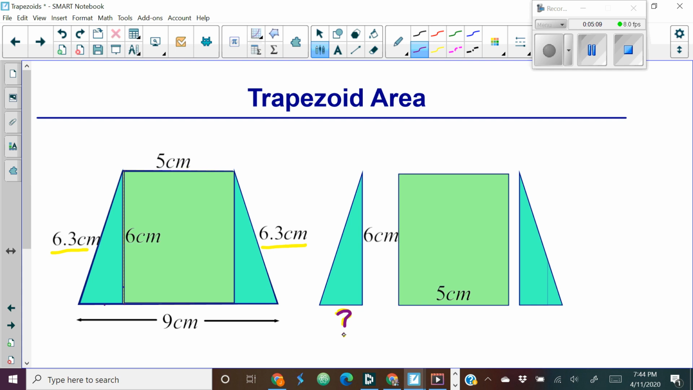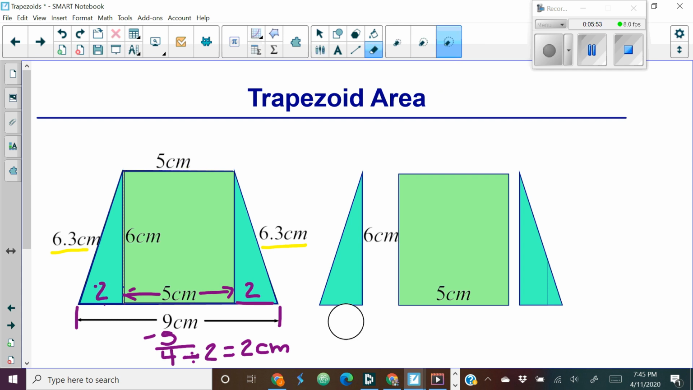So when I study the original figure, I notice that this 5 is the distance from the left side of the rectangle to the right side of the rectangle. But the 9 is the distance from the left side of the trapezoid to the right side of the trapezoid. So I have to subtract the 5 from the 9, and I get 4 centimeters. I need to divide that into 2 equal parts. And when I do that, I get 2 centimeters for each of these bases. This is 2 centimeters, and this is 2 centimeters.